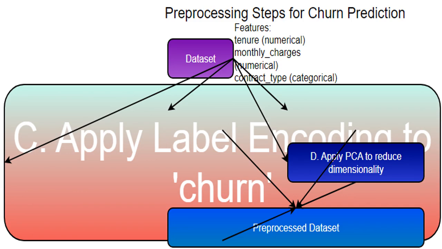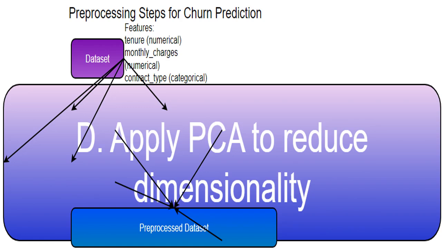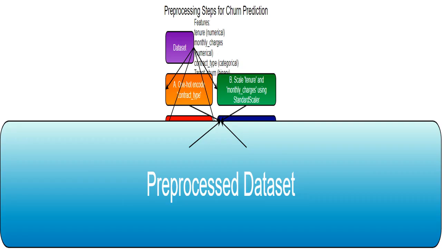This is unnecessary. Churn is already a binary value, 0 for no churn, 1 for churn, so I don't need to change it. Principal Component Analysis, PCA, is a fancy way of reducing the number of features by combining them. But we have few features, so I won't use it here. It's likely to make my model less accurate. After doing steps A and B, my data is now ready to use to train a machine learning model.